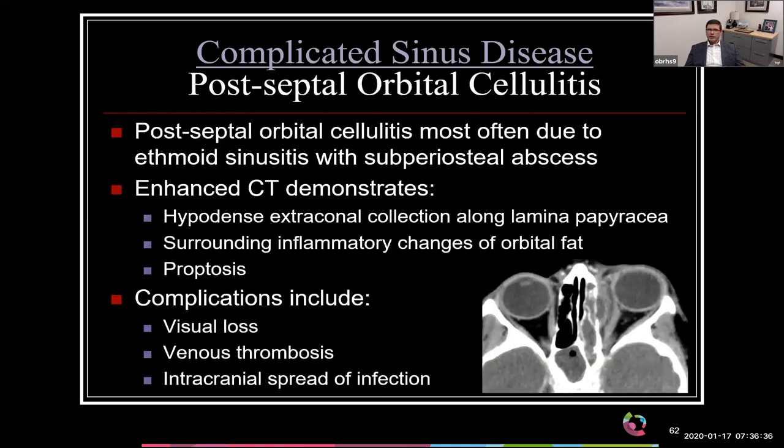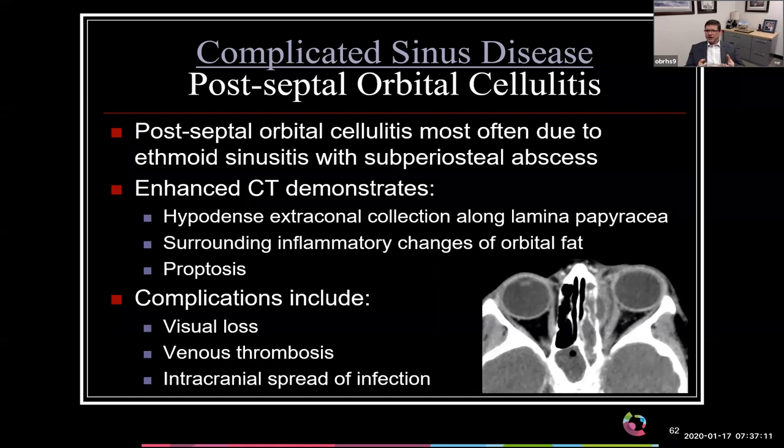So now moving on, we'll talk about post-septal orbital cellulitis. And in this case, we're really talking about a spread of paranasal sinus disease, not a preseptal process that then extends post-septal. So when we're talking about inflammatory sinus disease, typically this is a direct spread from an underlying ethmoid sinus disease. So on imaging, you'll see opacification of the ethmoid sinus. You'll see some overlying bony demineralization of the lamina papyracea. And then when you get a subperiosteal abscess, you're actually going to see a hypodense collection with surrounding inflammatory changes.